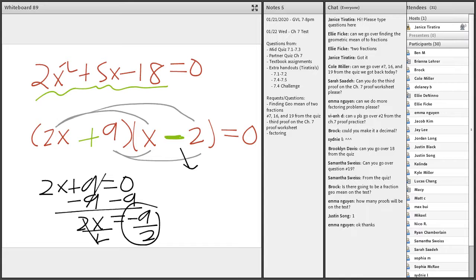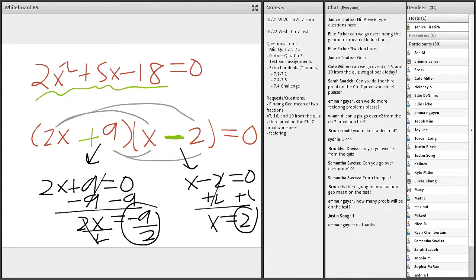And then you do it again for the other factor. That one's faster. You just add the 2, and then you'll get x is 2. So you have two separate answers, negative 9 halves and positive 2. If you want to put it in those squiggles, awesome. If not, just make sure you write down those are your two answers.